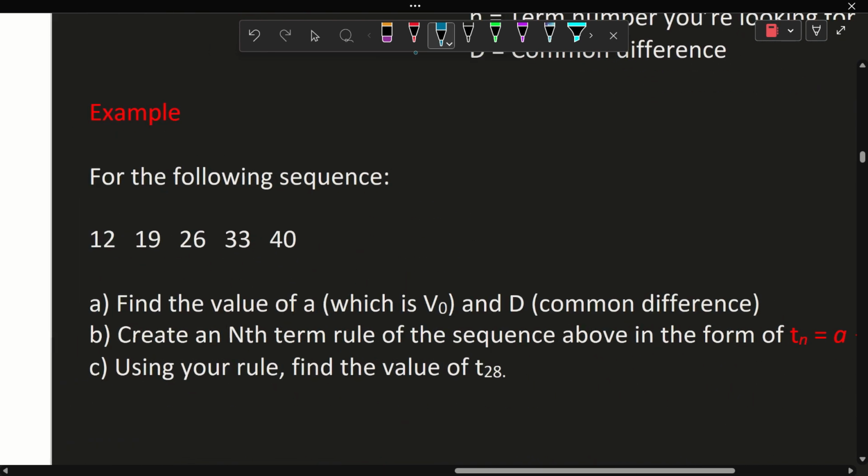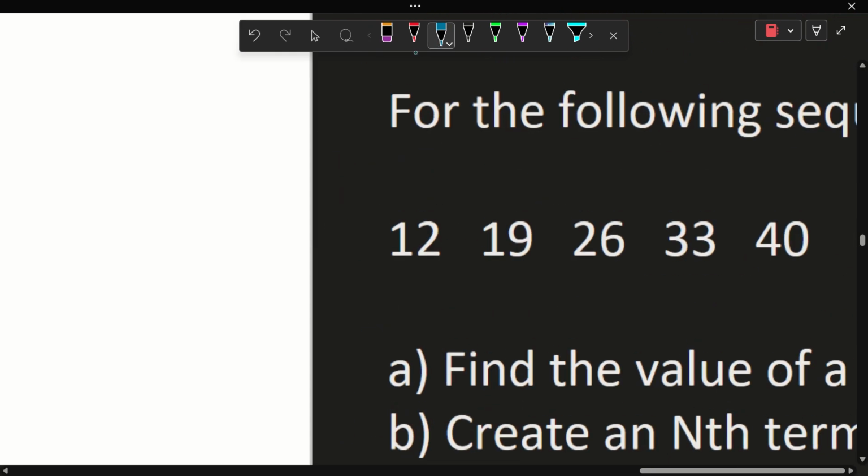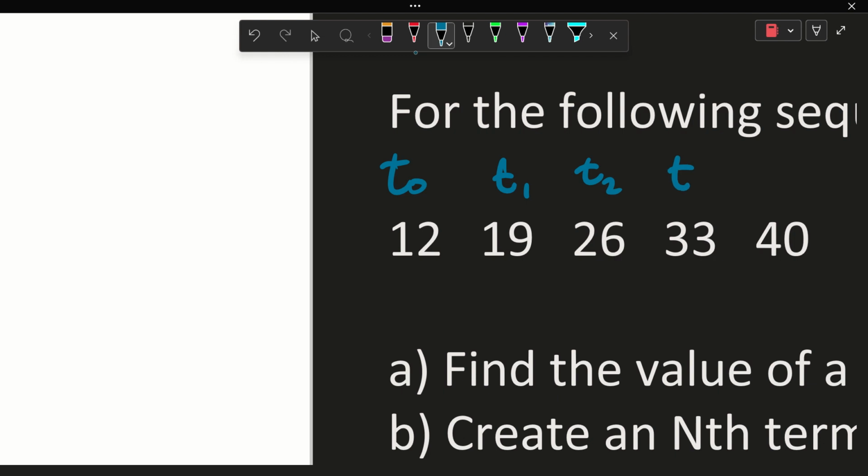So in this example, okay, let's answer this question. So we've got a sequence, 12, 19, 26, 33, 40. What I like to do first is label it. Okay, so let's label this. You can use any letter you want, but remember, the starting number is always T0 or V0 or Z0, whatever it is. In this case, we'll just call it T0. This will be T1, that's T2, T3, T4.